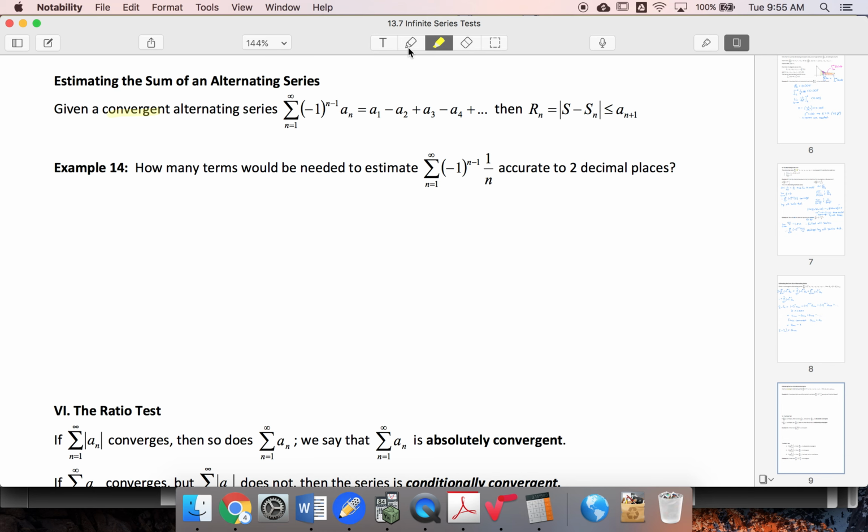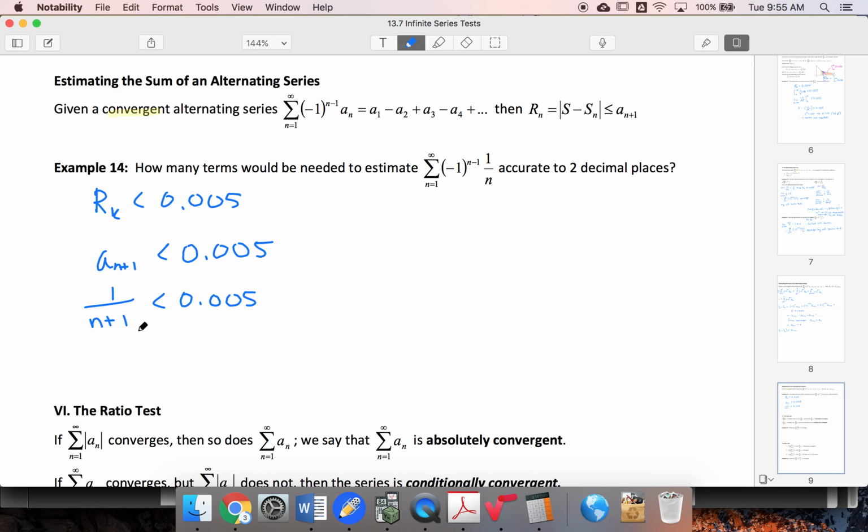So again, if we want accuracy to 2 decimal places, then that means we want r sub k to be less than 0.005. So that means I'm going to want the n plus 1th term to be less than 0.005. My n plus 1th term, 1 over n plus 1, just looking at the a sub n's, well, what is that going to become?